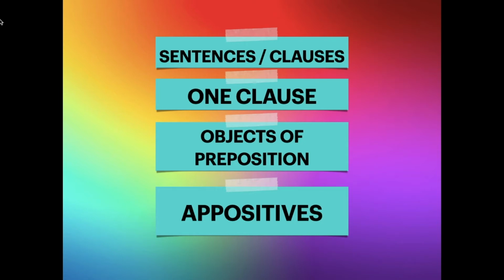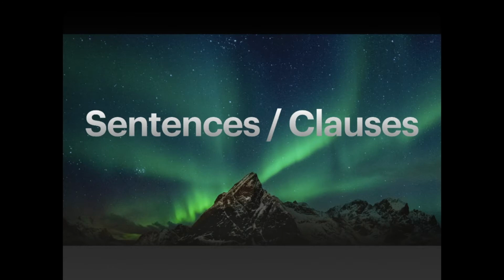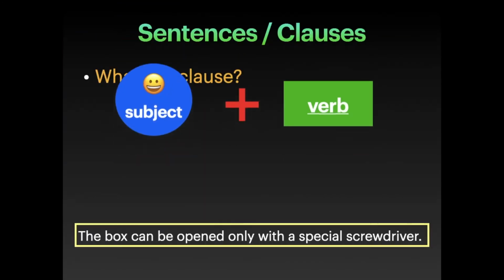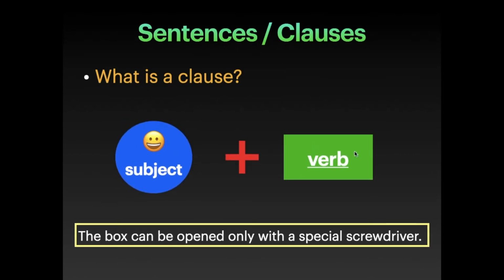Hello everyone, today we're going to talk about these topics: sentences, clauses, one-clause sentences, objects of preposition, and appositives. So let's start with defining what a clause is. A clause is when you have one subject and one verb. Here our subject is the box and the verb is can be opened.